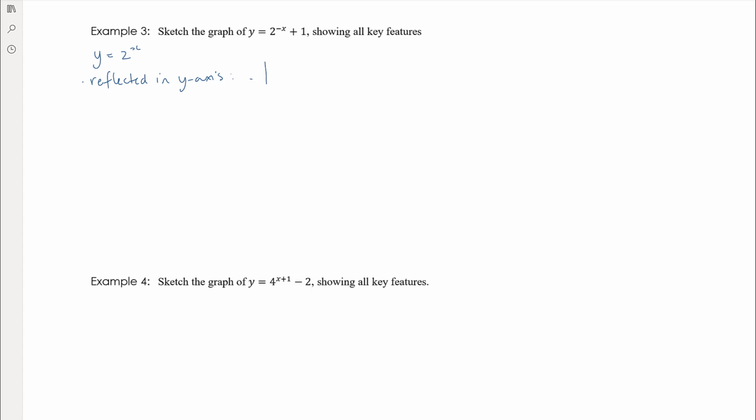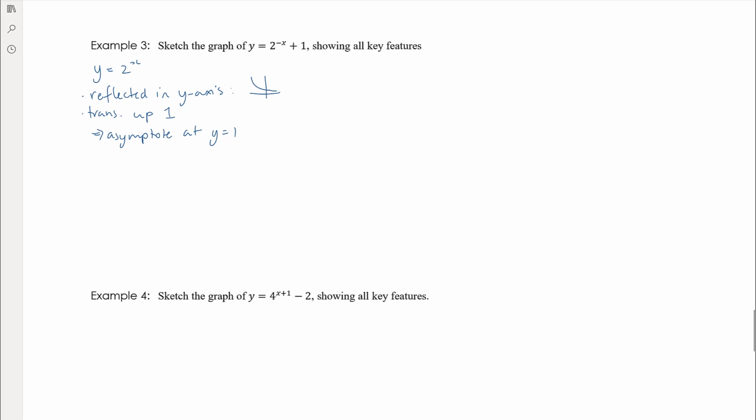So the shape is going to be going this way, and translated up 1, which means that we're going to have the asymptote at y equals 1. So we're going to have the whole graph sitting above that asymptote, y equals 1. So, dashed straight line labelled with equation.